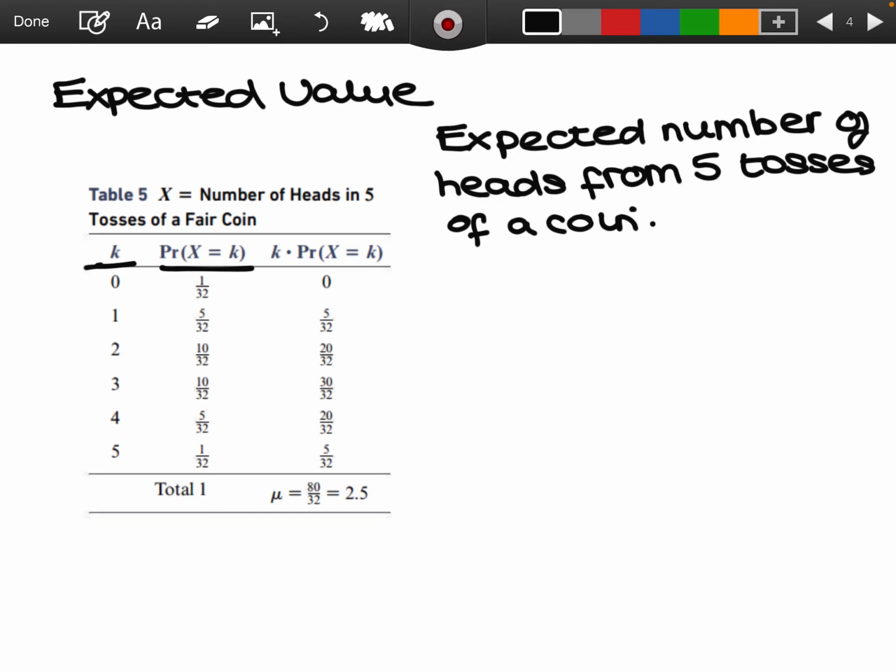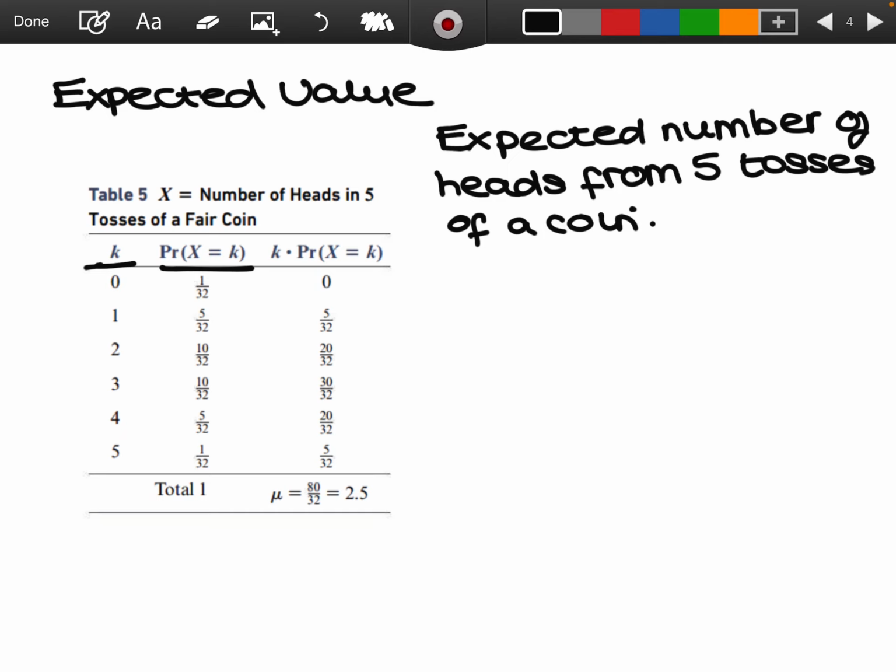So out of 5 tosses of the coin, and again, I know that this is not possible, but mathematically, you would assume that half the time you get heads, half the time you get tails. So out of 5 tosses of the coin, you would assume that 2.5 times you would get heads and 2.5 times you would get tails.